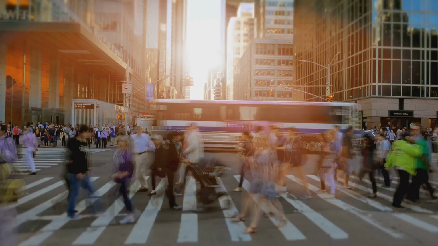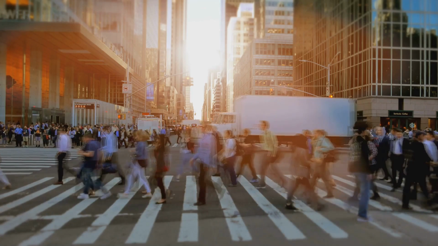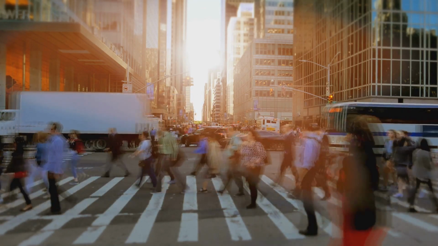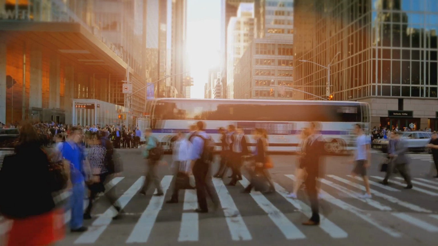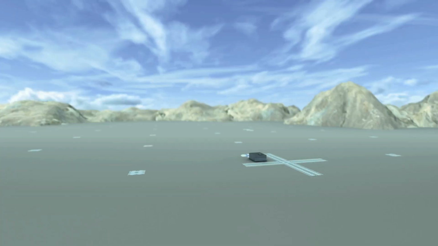But it's not just about the total number of people. Population density is another intriguing aspect to consider. It's a measure of how crowded a place is, and it varies significantly across the globe.